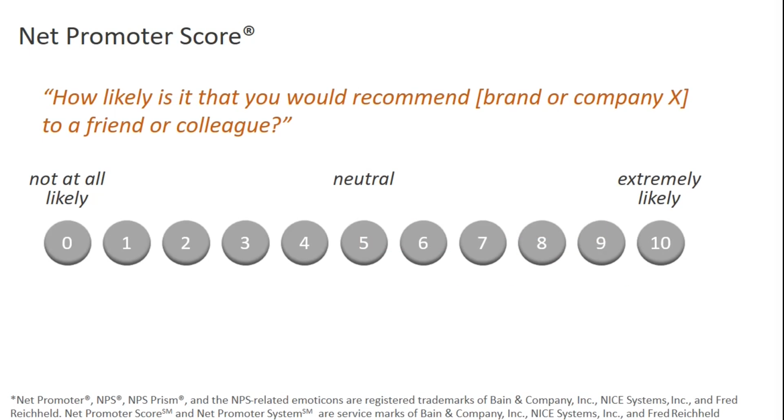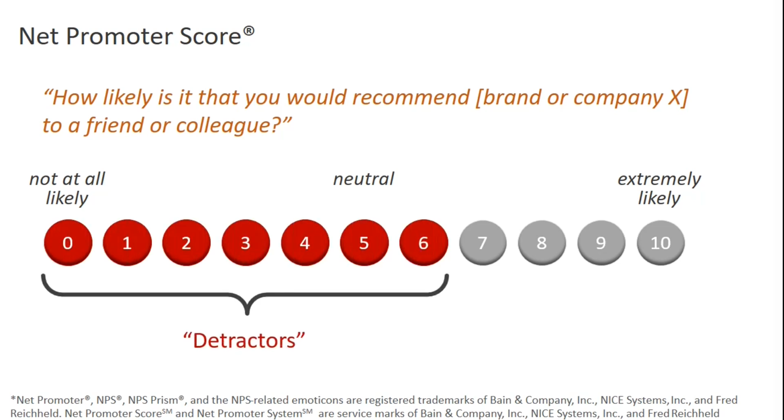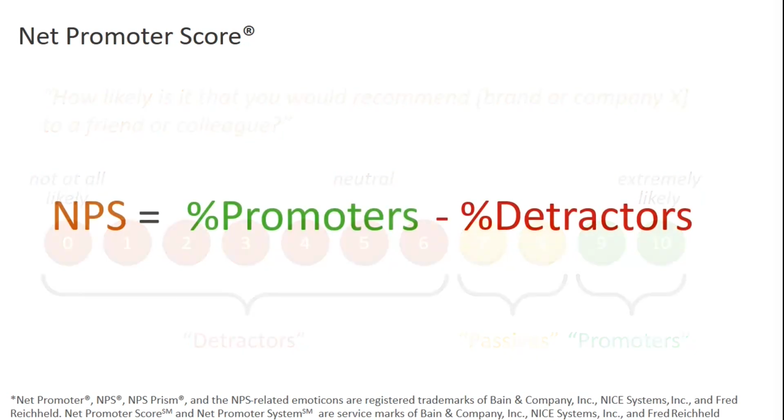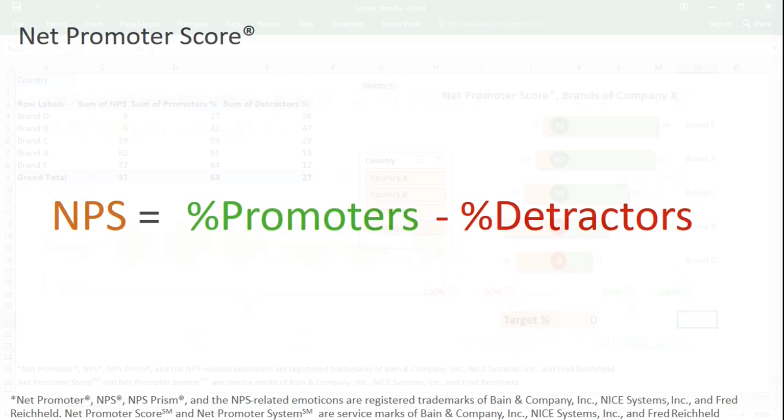So the Net Promoter Score is based on evaluating responses to a single survey question. How likely are you to recommend this product to someone else? The scale of the responses is from 0 to 10. Respondents with ratings of 6 and below are grouped as detractors. Respondents with ratings of 7 or 8 are the passives, and respondents with ratings of 9 or 10 are the promoters. The Net Promoter Score is calculated as the percentage of promoters minus the percentage of detractors.